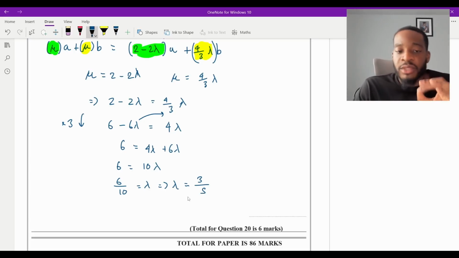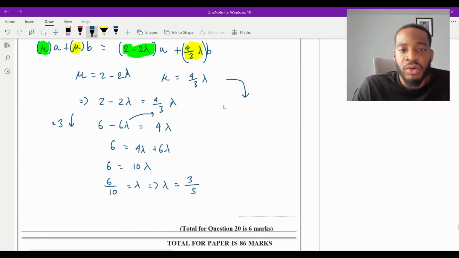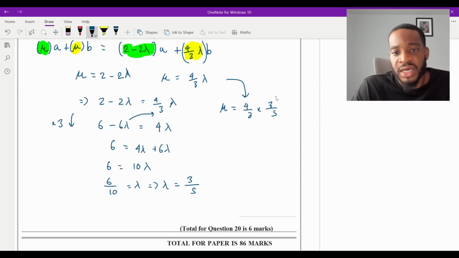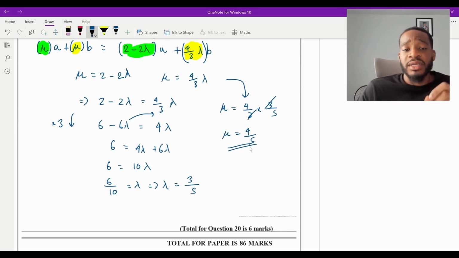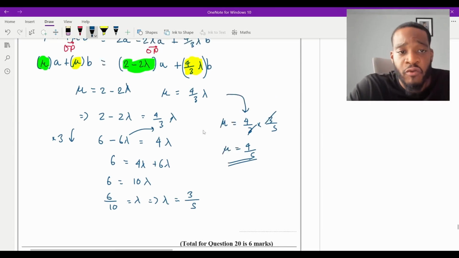So now I know what lambda is. This is helpful because remember, mu was in terms of lambda. That will allow me to figure out what mu is. So if mu is 4/3 lambda, then mu is actually equal to 4/3 times lambda, which is 3/5. Then that way we could figure out what mu is. This is very easy because now the 3's are going to cancel like that. And you're just left with 4/5.